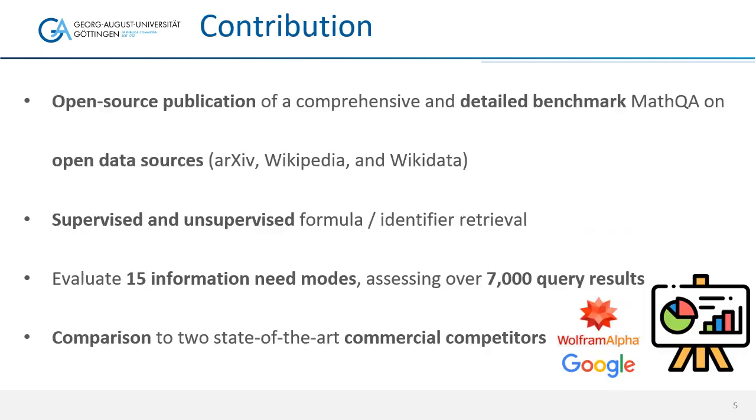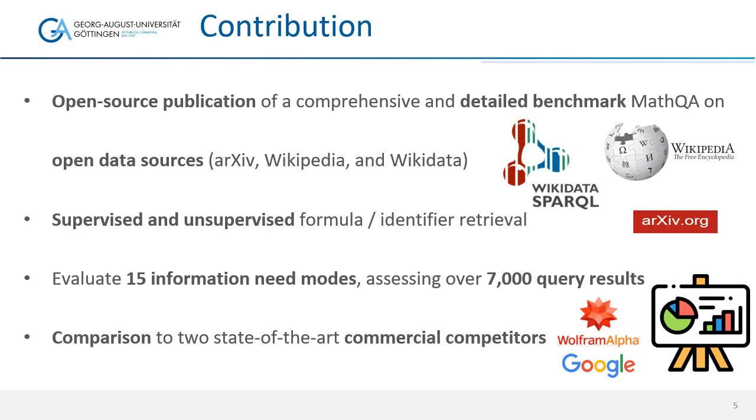by Wikimedia. The prominent novelty of our contribution is the open source publication of a comprehensive and detailed benchmark for semantic formula search and mathematical question answering on open data sources such as the arXiv preprint repository, Wikipedia, and Wikidata. We present a comprehensive system evaluation in 15 different information retrieval need modes using supervised and unsupervised retrieval. Furthermore, we add a comparison to two state-of-the-art commercial competitors, Wolfram Alpha and Google.